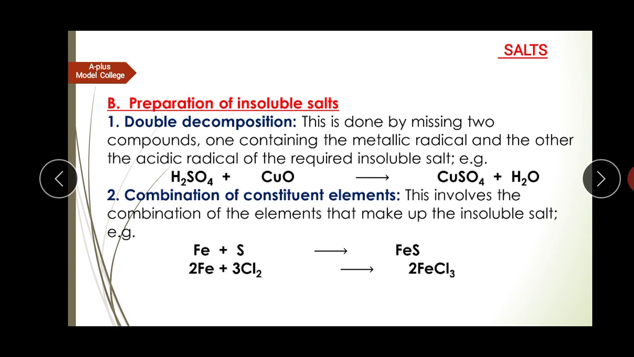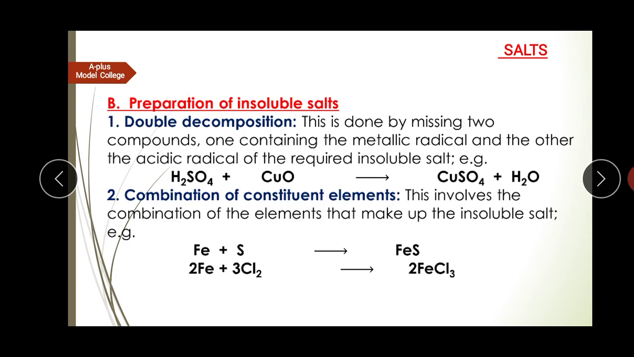Preparation of insoluble salt. The first set we discussed is preparation of soluble salt. Now, there are two. Okay, let's just start. One, double decomposition. When we want to prepare insoluble salts, we use double decomposition. This is done by mixing two compounds, one containing the metallic radical and the other containing the acidic radical. An example of that is what we are seeing there. There is an acid and a copper oxide, that is a metallic radical and an acidic radical. That's what we call double decomposition.